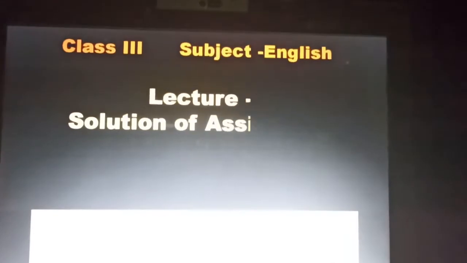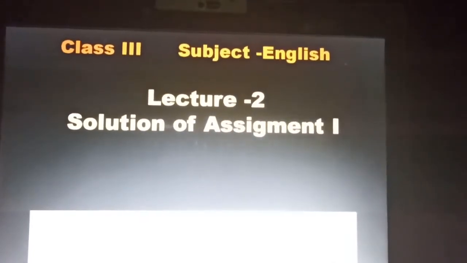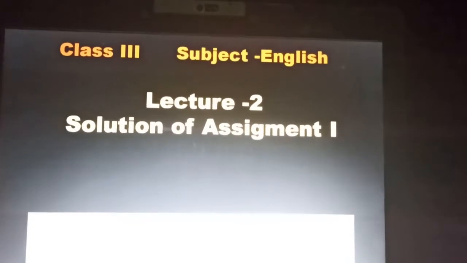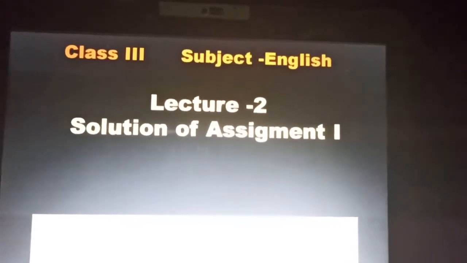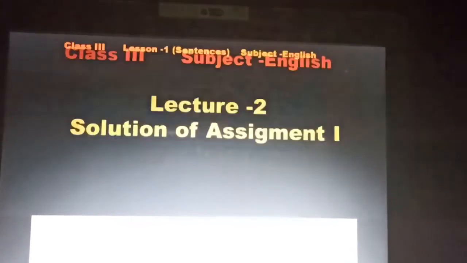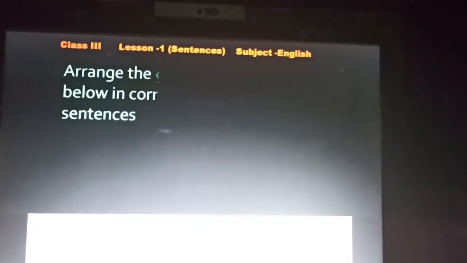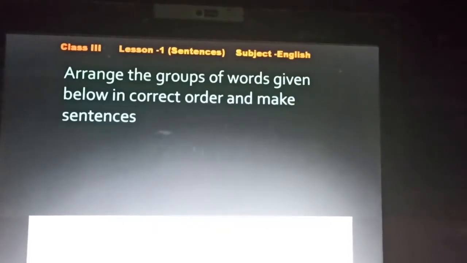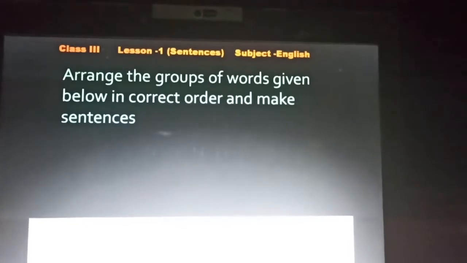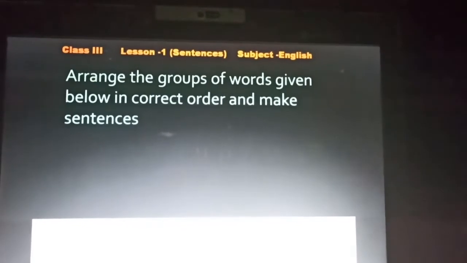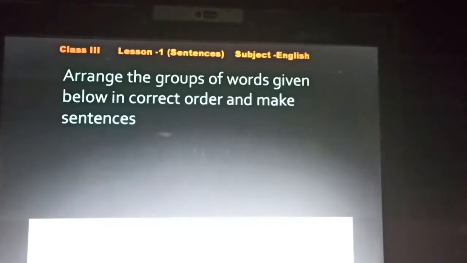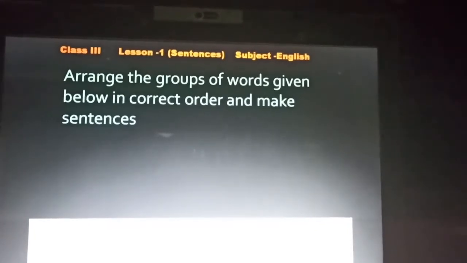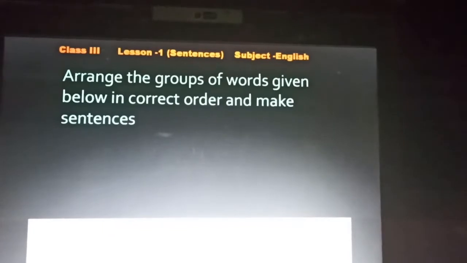So, this is our second lecture and this is for the solution of assignment 1. That means the homework which I gave you in the first lecture. So, you have to take care and check your work. The assignment I gave you as homework is: arrange the group of words given below in correct order and make sentences.